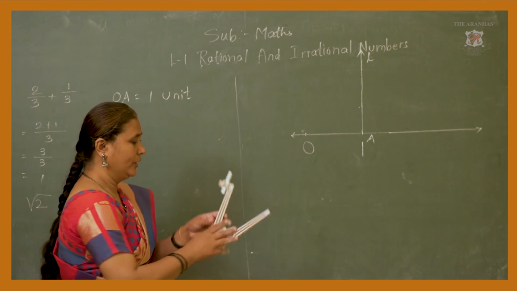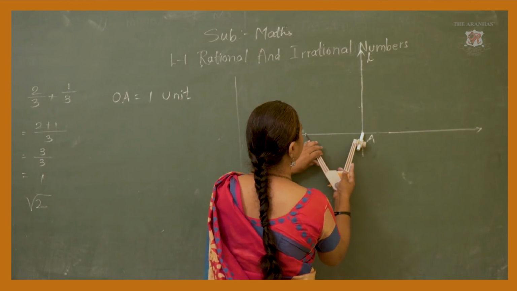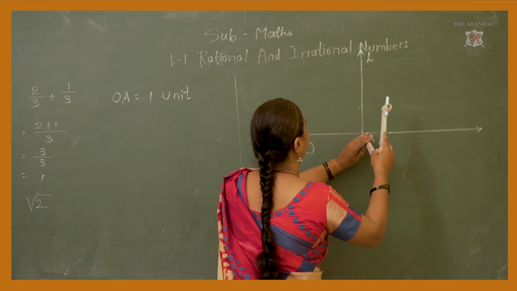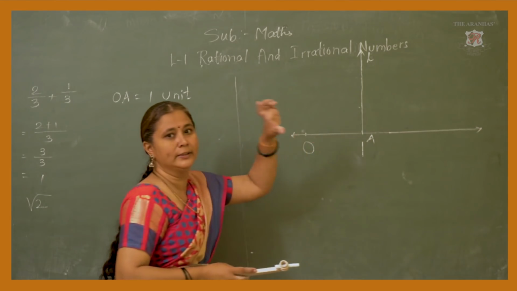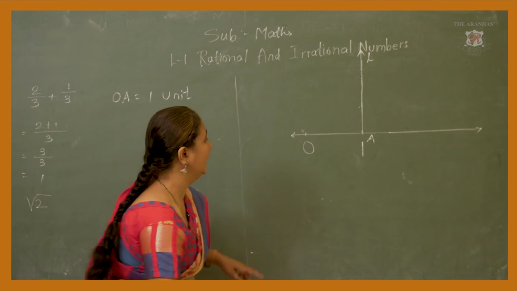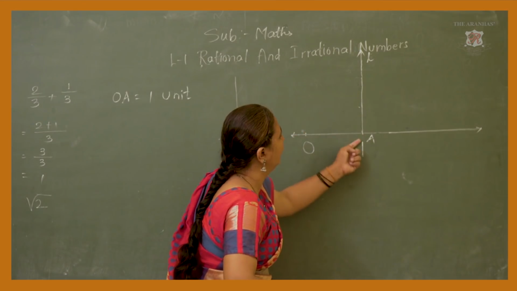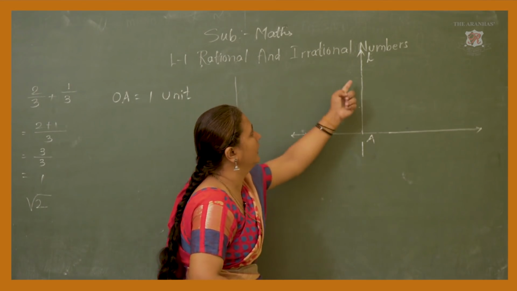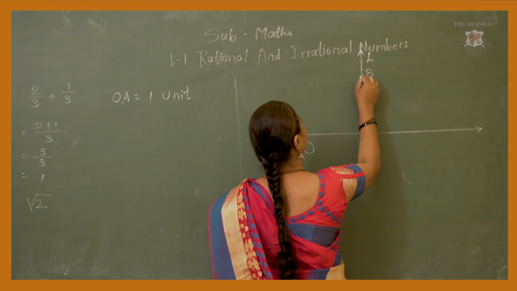Understood? Okay, now I am using the compass. I am taking the distance of OA here. Keeping the metallic point on A, I am marking over here, so I will get the perfect distance which I took for OA. That much distance I will get on the perpendicular line L, and name it as B.